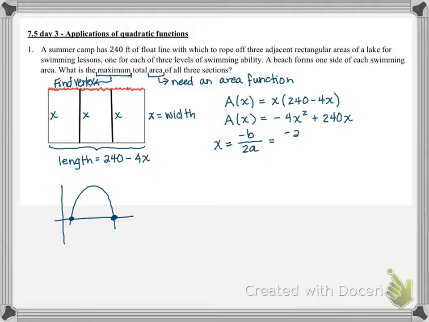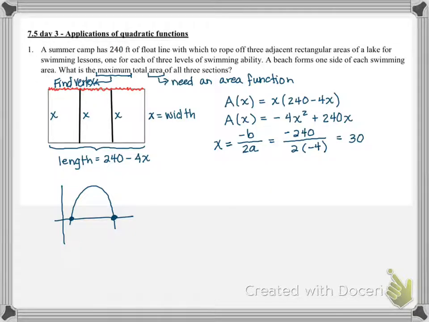My b is 240, and my a is negative 4. So I have negative 240 divided by negative 8, which is 30. One thing to be careful of, since you'll be using this calculation quite a bit over the next week or so. So I got 30. What did I just find? Your x value. So I found the x value of the vertex.